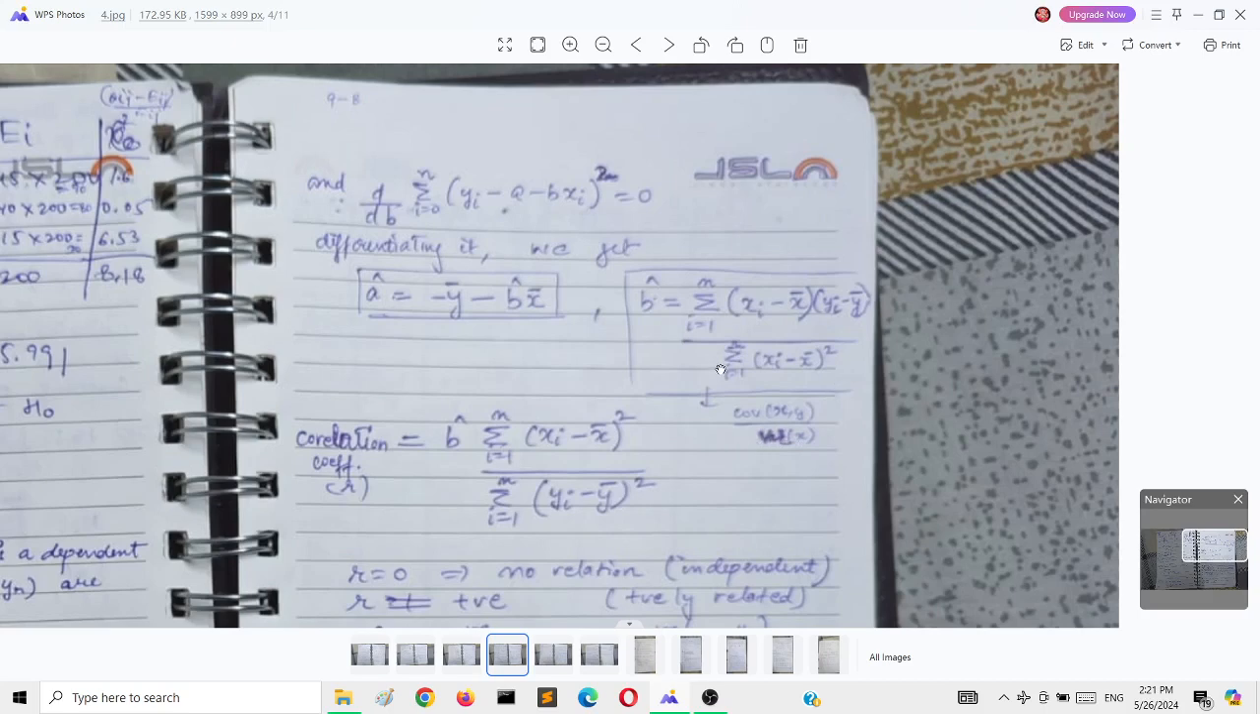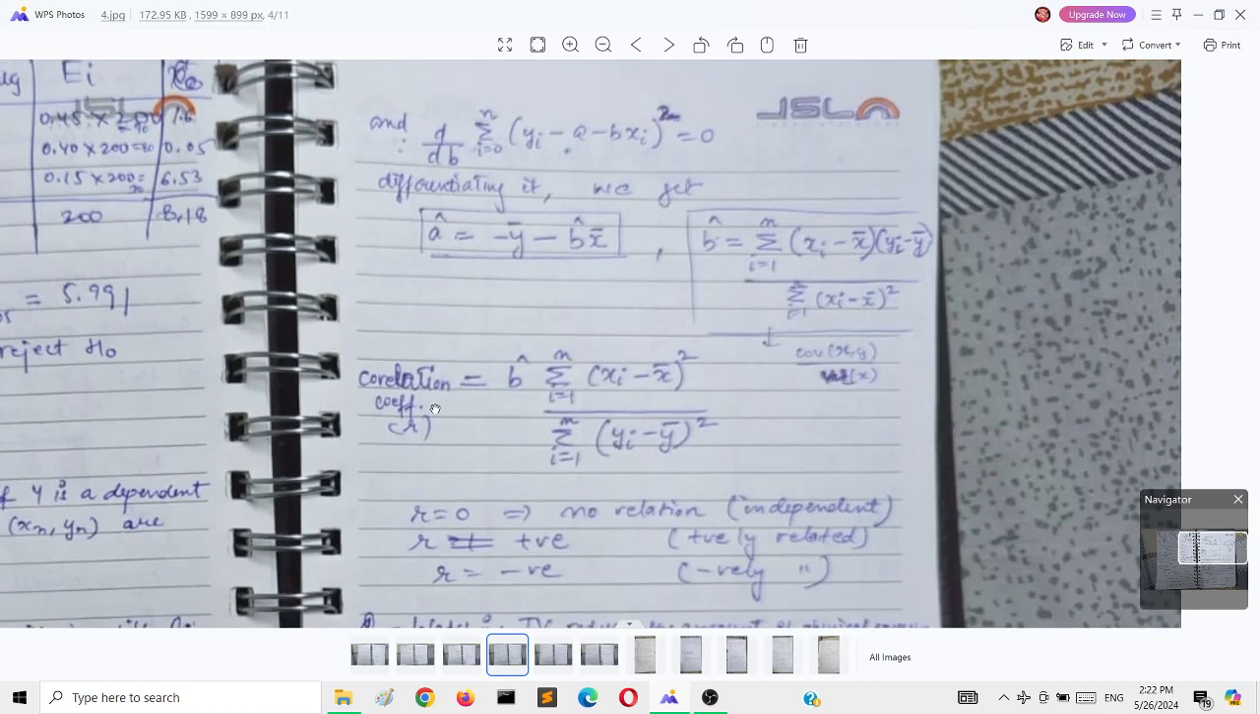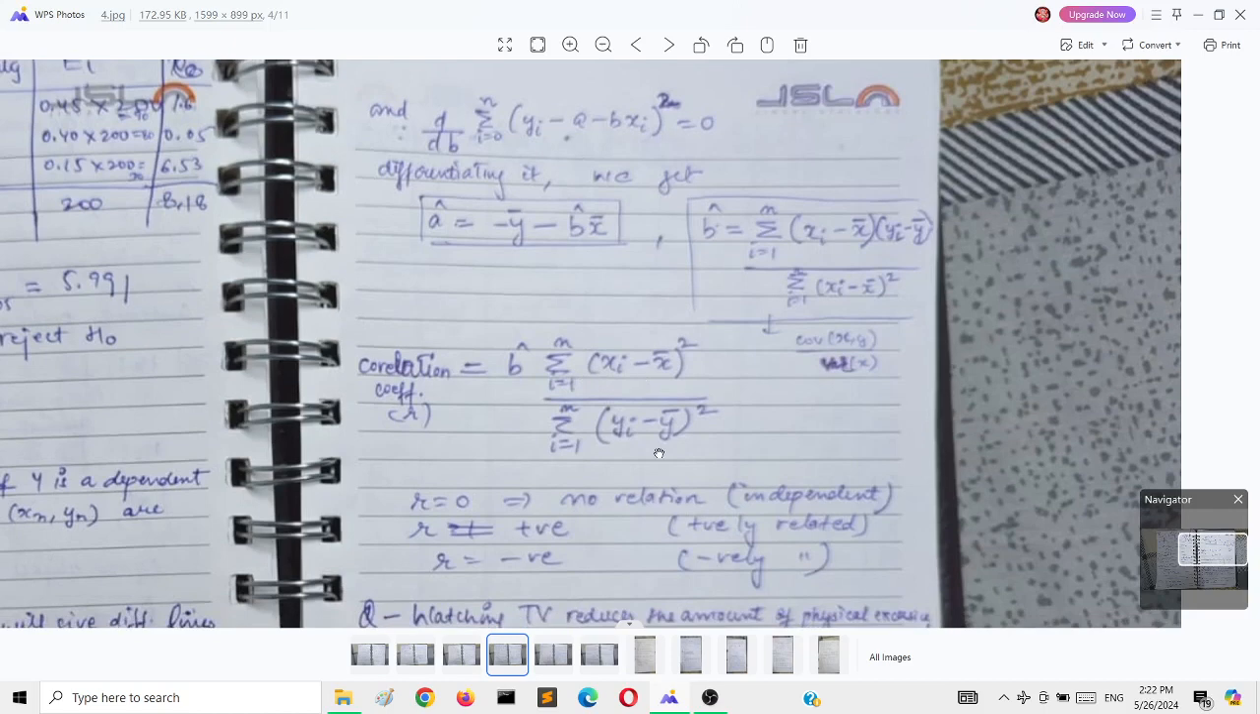The divide by n term is actually being cancelled from here to here, right? That's why it's not visible. So now the correlation coefficient is equal to, another term, the correlation coefficient. The correlation coefficient comes out to be b cap multiplied by the square root of summation over 1 to n of (xi minus x bar) whole square divided by summation over 1 to n of (yi minus y bar) whole square.